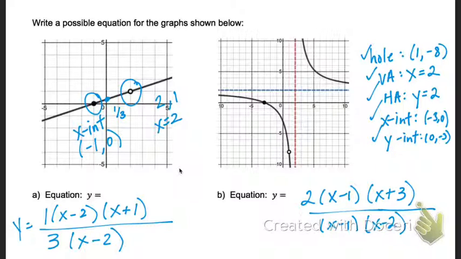Horizontal asymptote is, so they both have the same degree, right? If I FOILed this out, I would have x squared over x squared. They would cancel, and I'm left with whatever coefficient is in front. So there has to be a 2 there in order for my horizontal asymptote to be 2. Okay. Does that make sense?